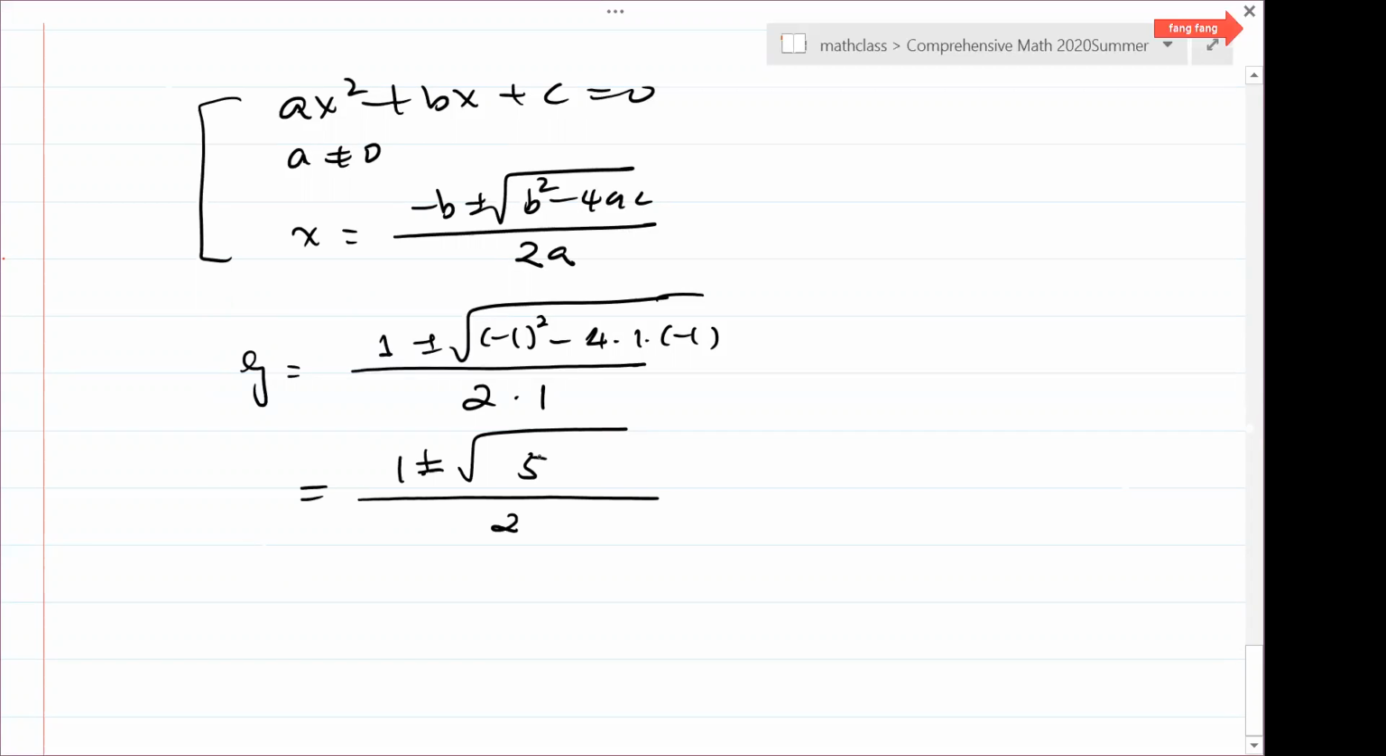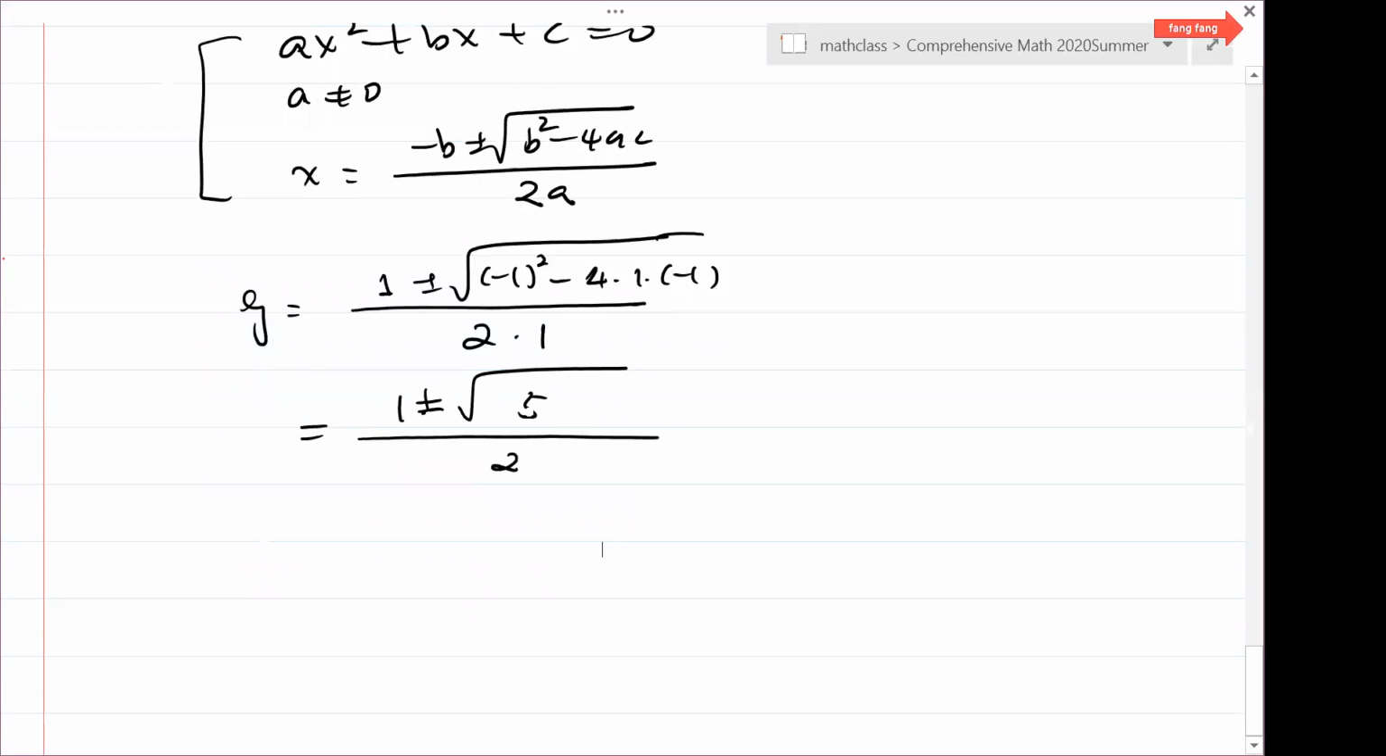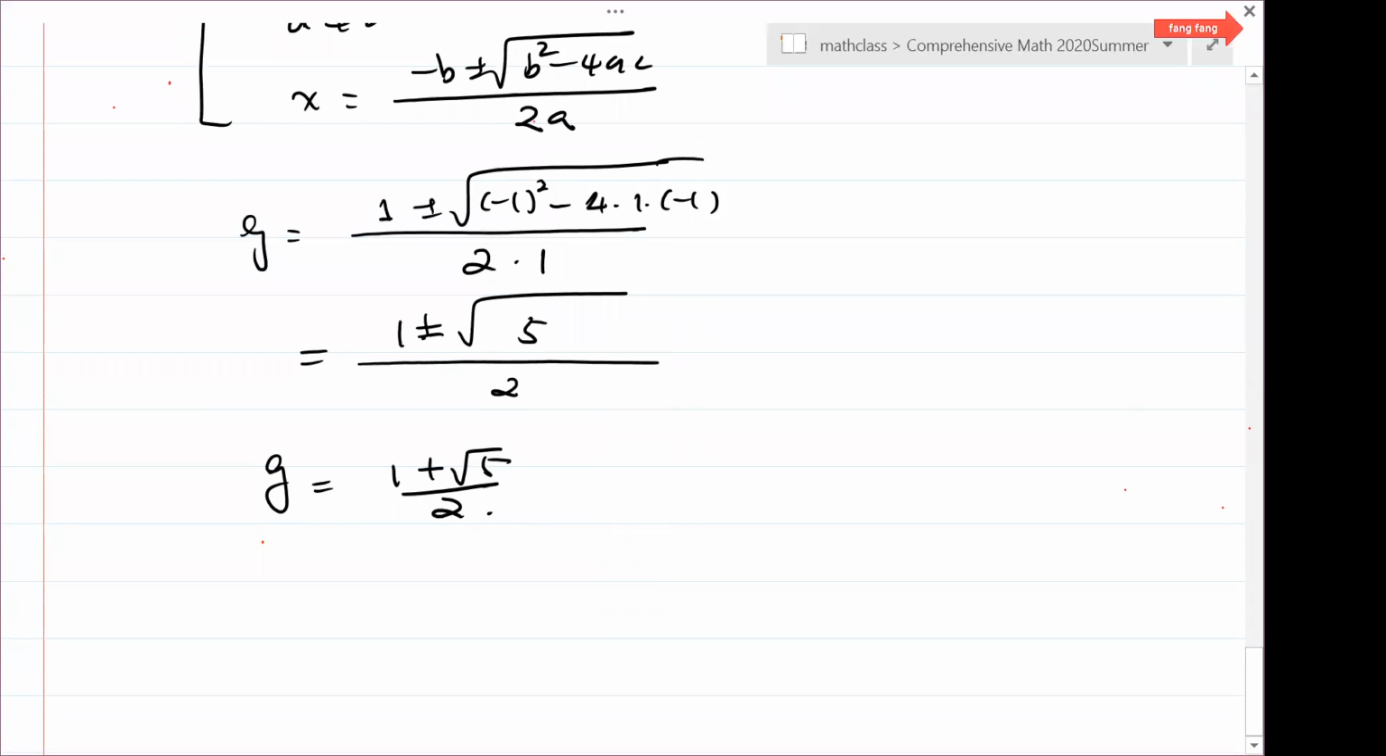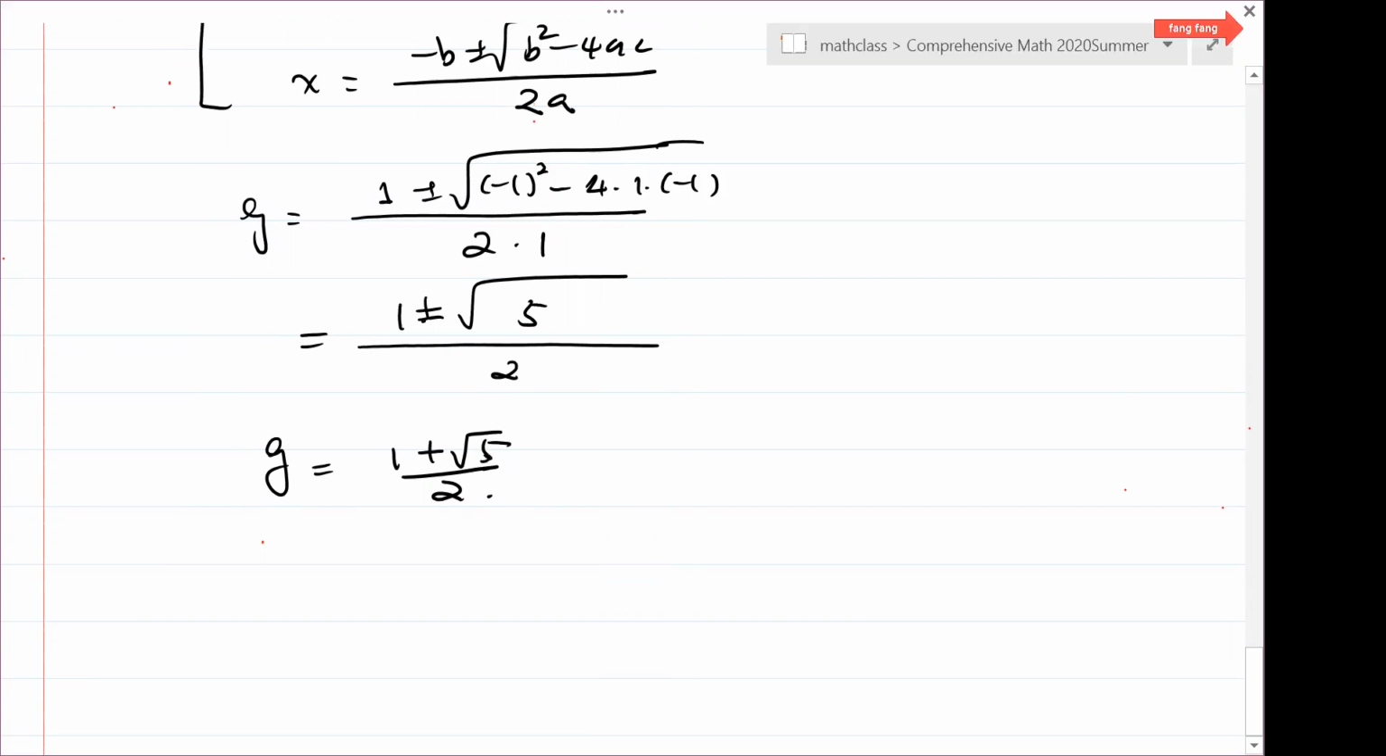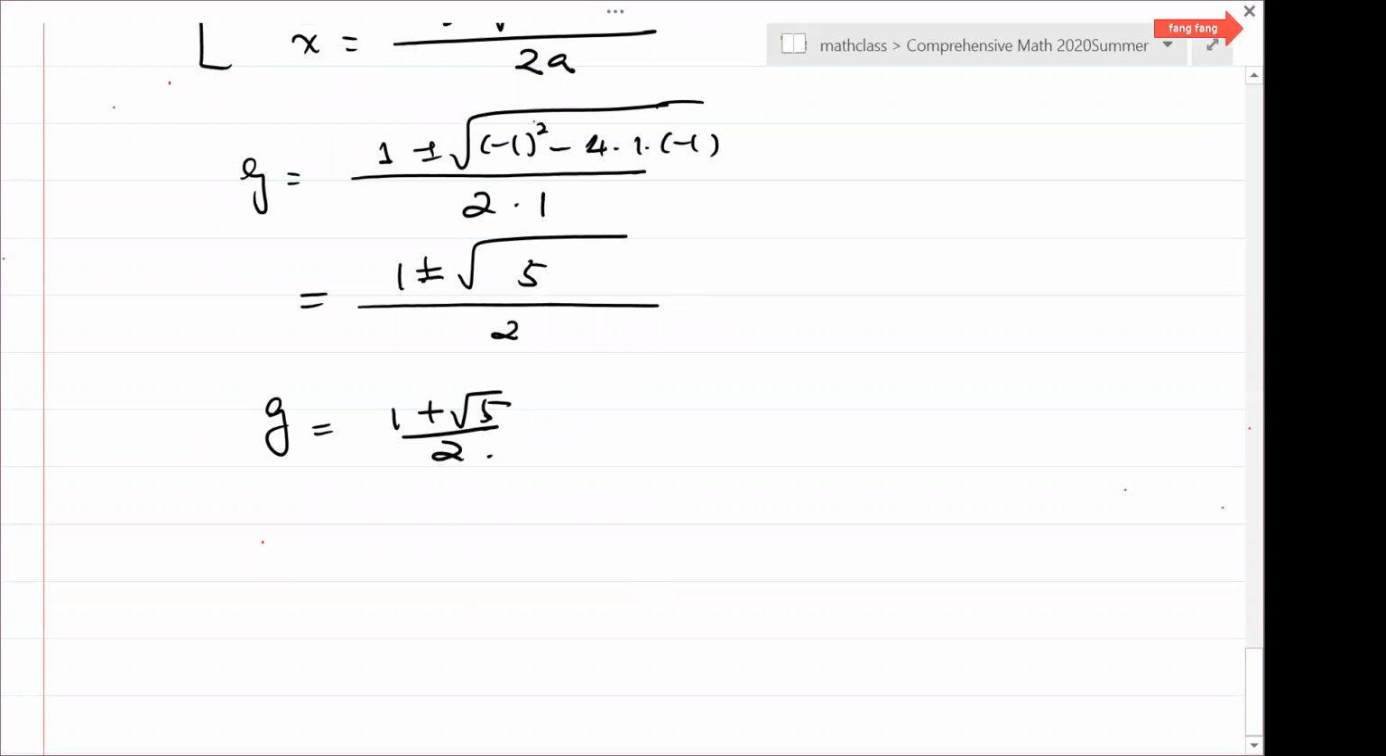Now you have two solutions for that equation, but our golden mean is a positive number. So clearly 1 is less than square root 5, so the solution will be 1 plus square root 5 over 2. Now, how large is this number? Can you do some estimate of this number without using a calculator?